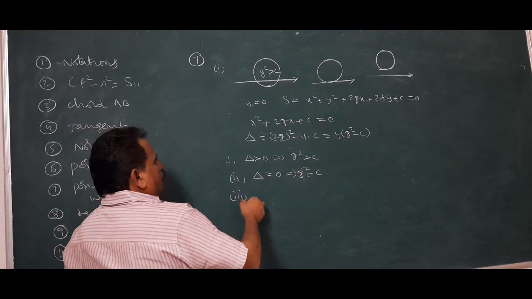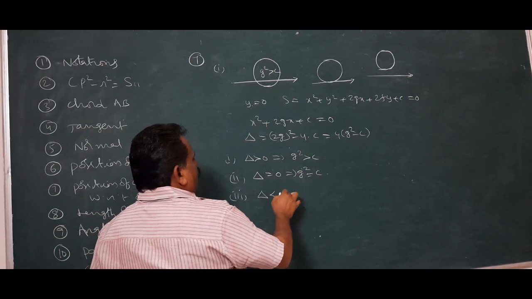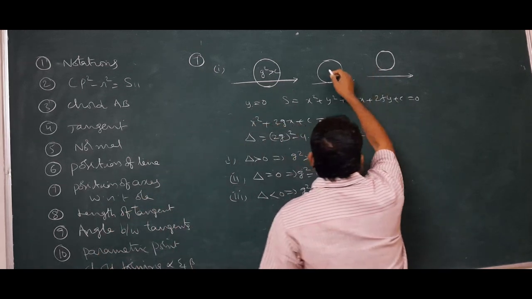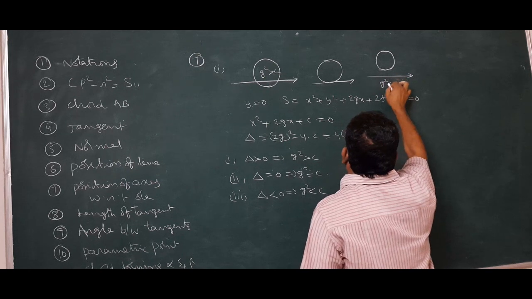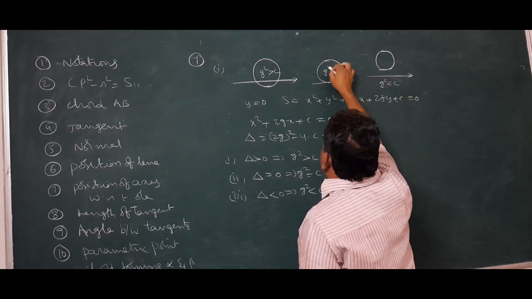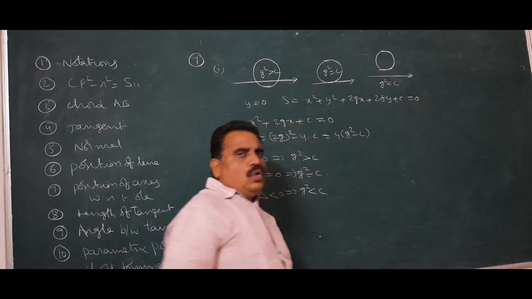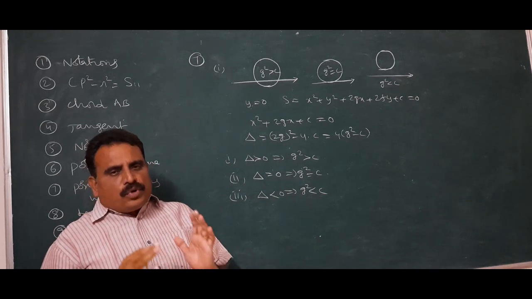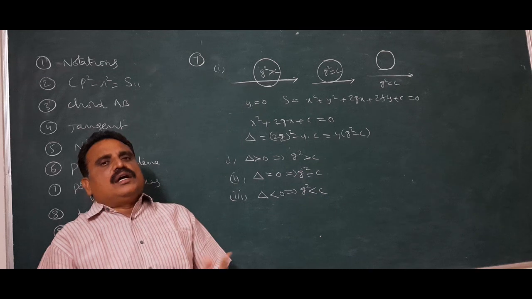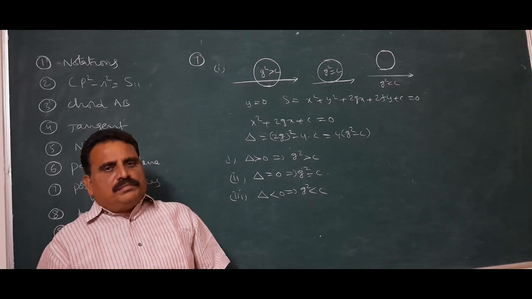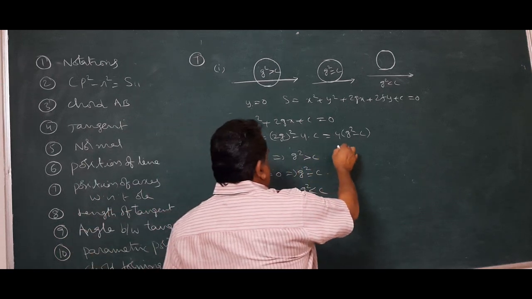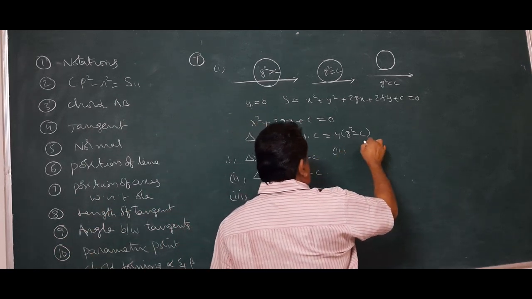Third one, delta less than 0 implies g square less than c. So from the relation between g square and c, we can decide the position of the circle with respect to the axis. In the same way, with respect to the y-axis, here also the same three cases arise.